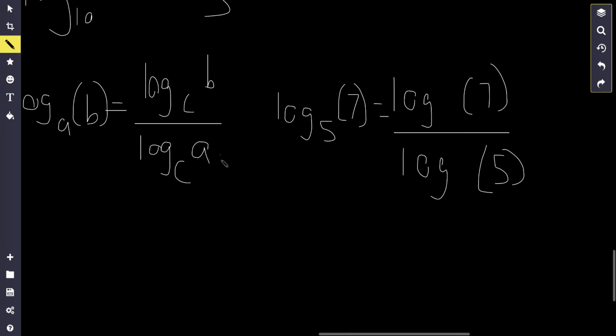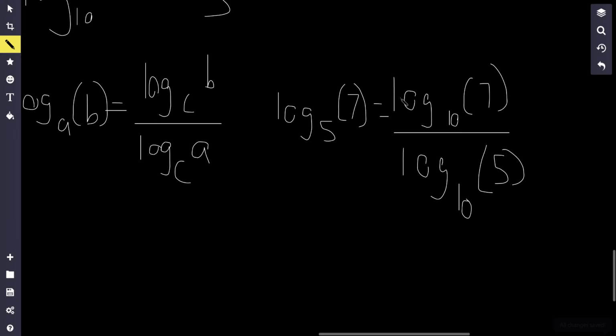And the cool feature about the change of base rule is that you're able to use any base you want, as long as the bases are equal. So log base 5 of 7 is equal to log base 4 of 7 divided by log base 4 of 5. Or you can use 10. You can use pretty much any number as long as it's positive. So this is equal to log base 3 of 7 divided by log base 3 of 5. This is equal to log base 10 of 7 divided by log base 10 of 5.